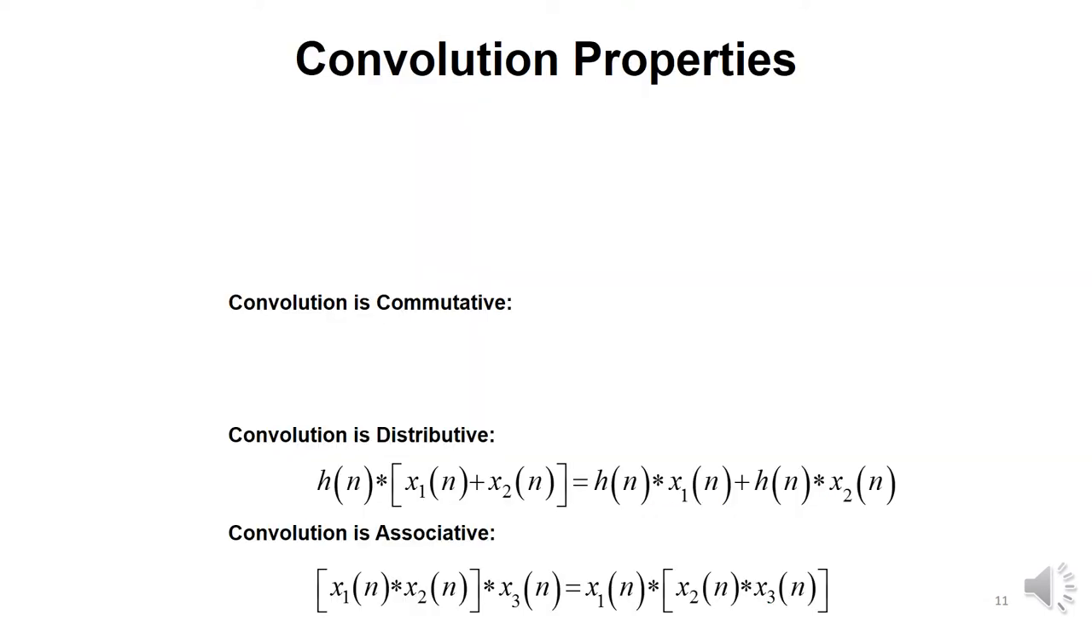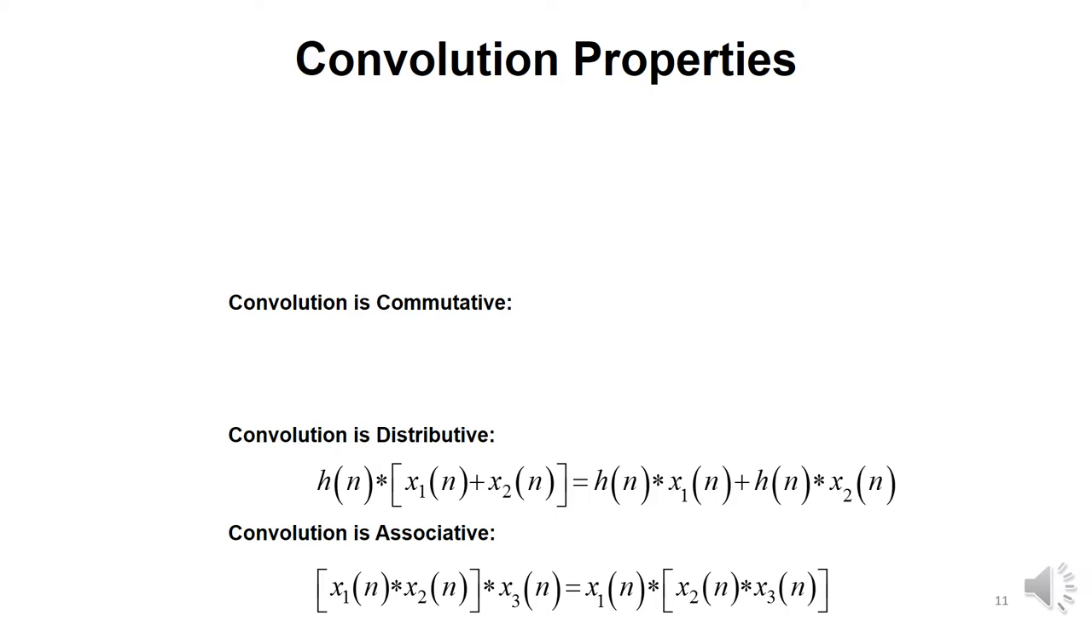So there are a few properties of convolution. Convolution is commutative, that means hn convolved with xn is equal to xn convolved with hn. I'll tell it again: xn convolution hn is equal to hn convolution with xn. That means if we change how we are writing it, it will not change the final answer.